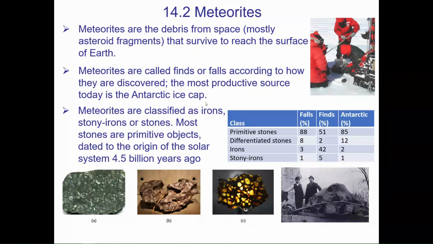In terms of chemical composition, meteorites are classified into three types. One is irons. The second we call stony irons, which is a mix of stony material with iron. And the third we call stones. You can see in this table that among all three types, the most abundant meteorites are the stone type.